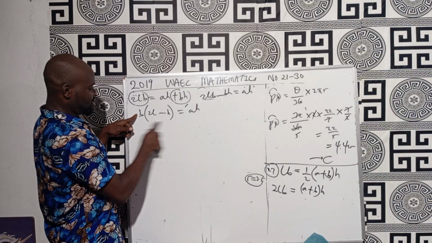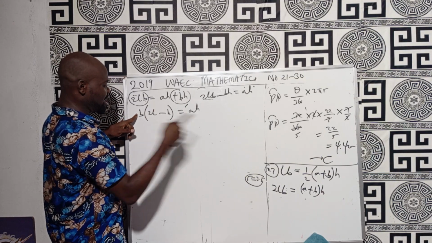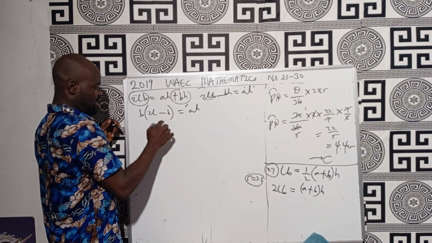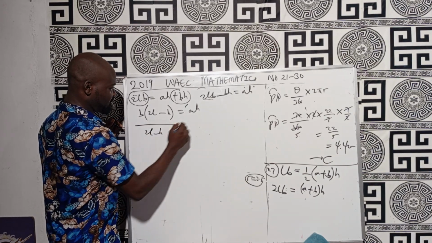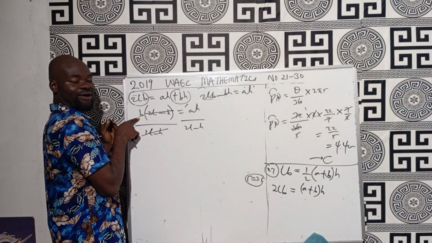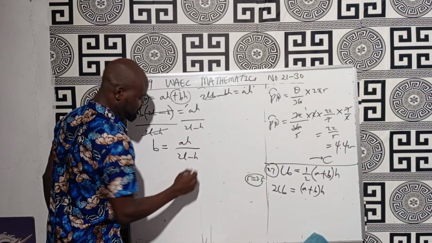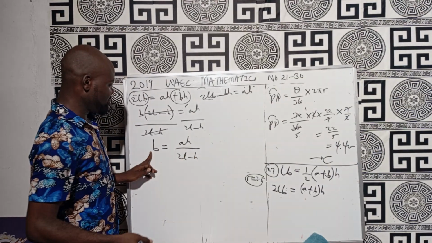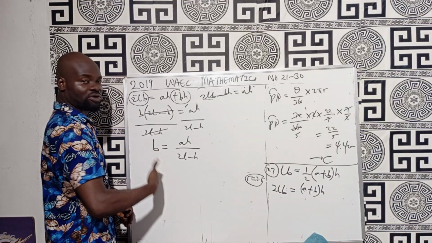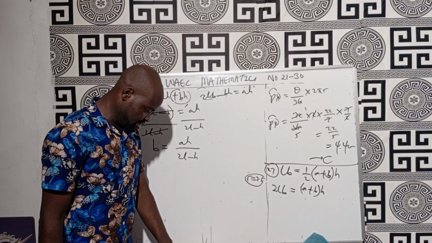What's beside B? This is the number beside B. So you have to divide both sides by this, so that we are going to be left with B only. If you divide both sides by 2L minus H, this one cancels this one, and we have B only now. So we have B equals AH all over 2L minus H. So that's the answer. We have written it like B equals something, so we have made B the subject of the formula.